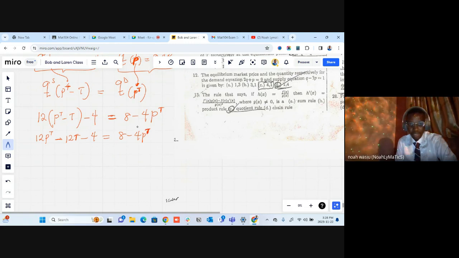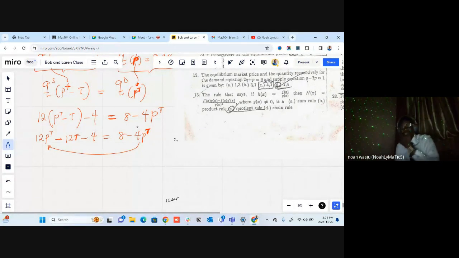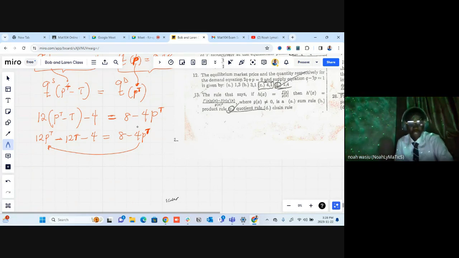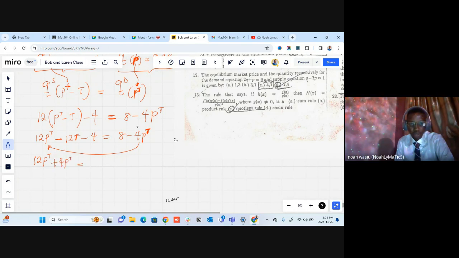So I'll collect like terms now. I feel I should just bring this one and this one together and take the rest to the other side. Take this minus 12T to the other side and take minus 4 to the other side as well. So I'll have it as 12PT. When this minus 4P raised to the power of T comes over like this, I have it as plus 4P raised to the power of T equals to 8.